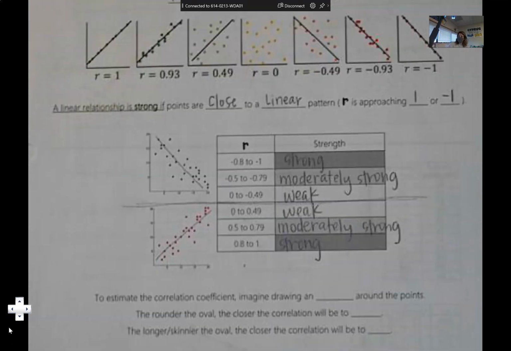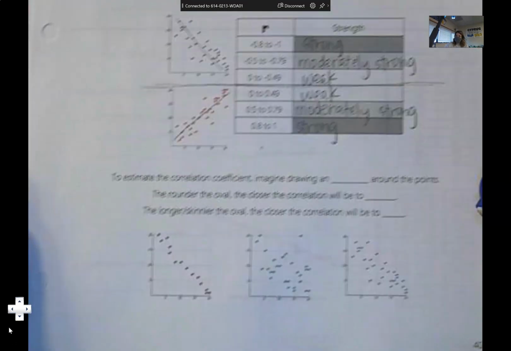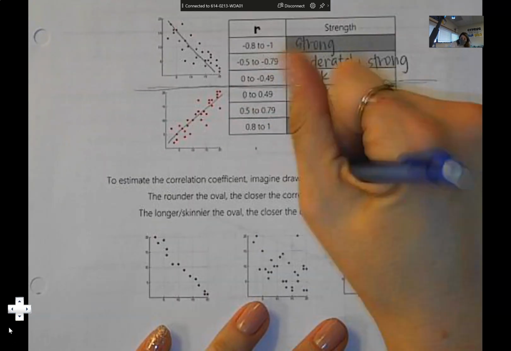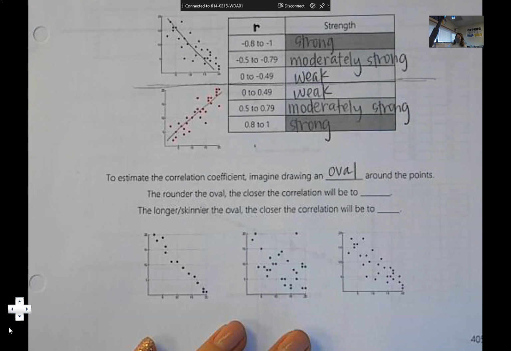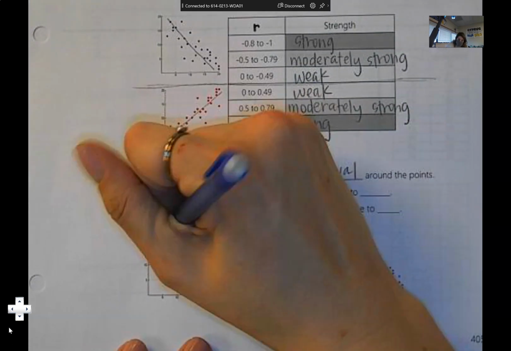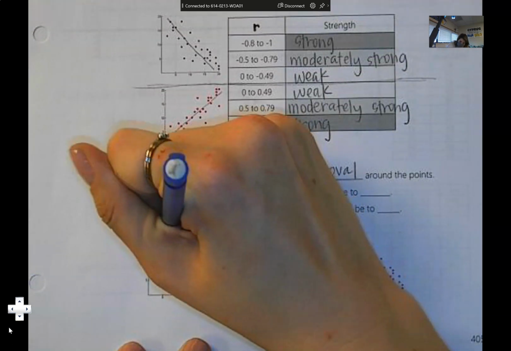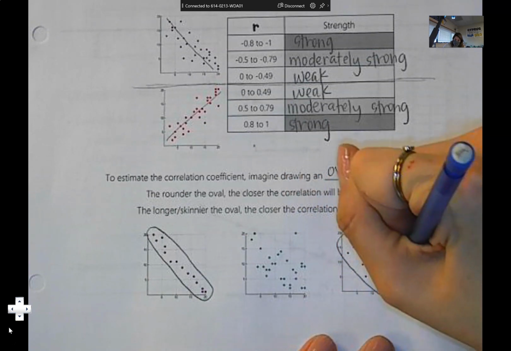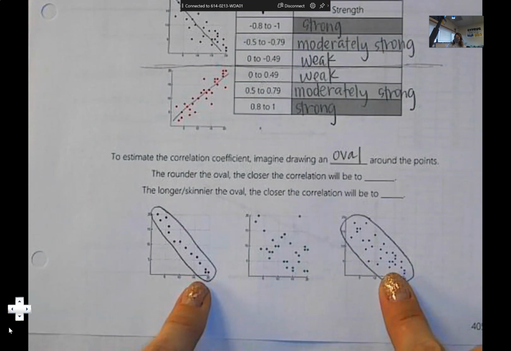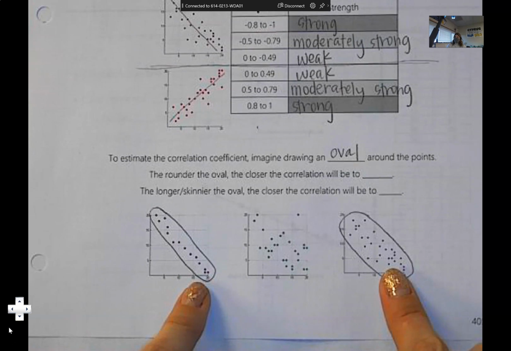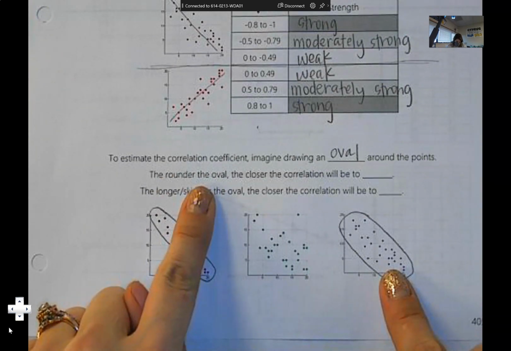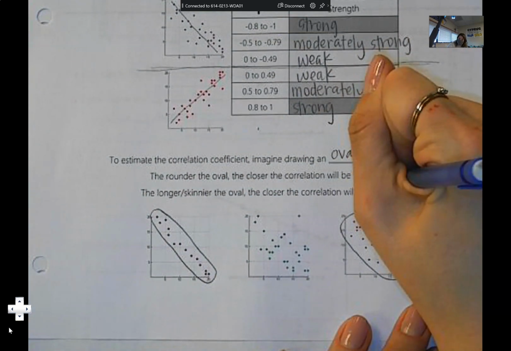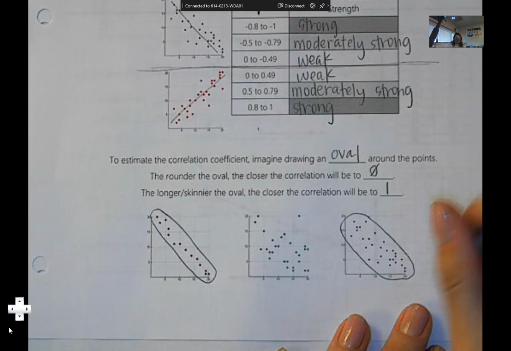And then last up, in using r as a description, I'm going to help you think of a way to estimate. To estimate the correlation coefficient, imagine drawing an oval, or even a rectangle would work, it doesn't matter what shape you use, around the points. So if I drew an oval around the first one, and then the third one, I'm skipping the middle one on purpose for now. The bigger your shape gets, the weaker the relationship is. So the rounder the oval, the closer the correlation will be to 0, and the longer or skinnier, the closer it'll be to 1. Like I said, you could use a rectangle too. It doesn't matter what shape you use.